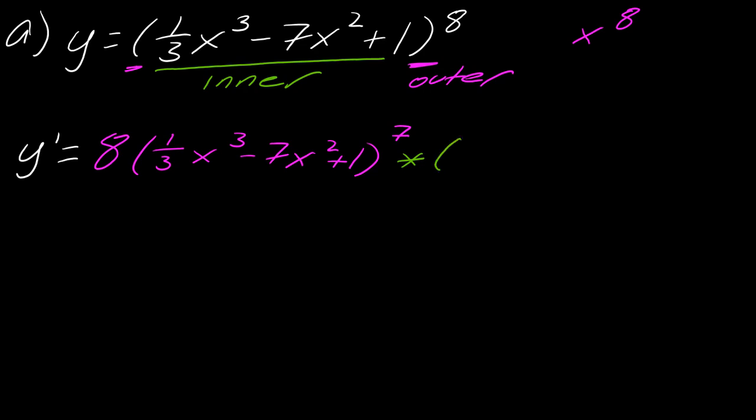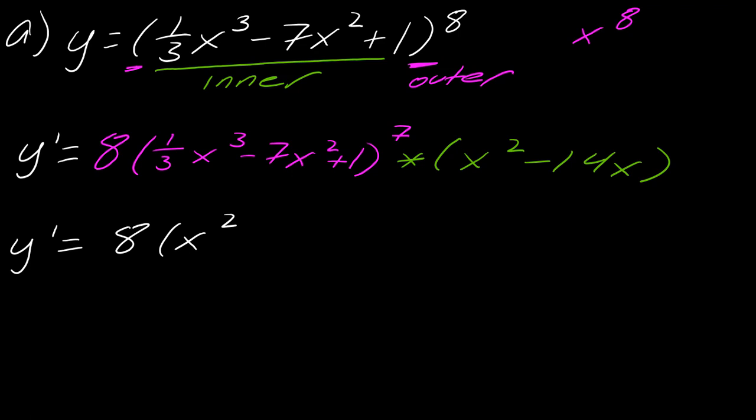So if I take the derivative of this inner function, this becomes x squared minus 14x. And so there you go. That is really the whole thing. So then it's up to you as to how you're going to simplify this. This one, I don't think you can really do too much to simplify. I would maybe write it like this.